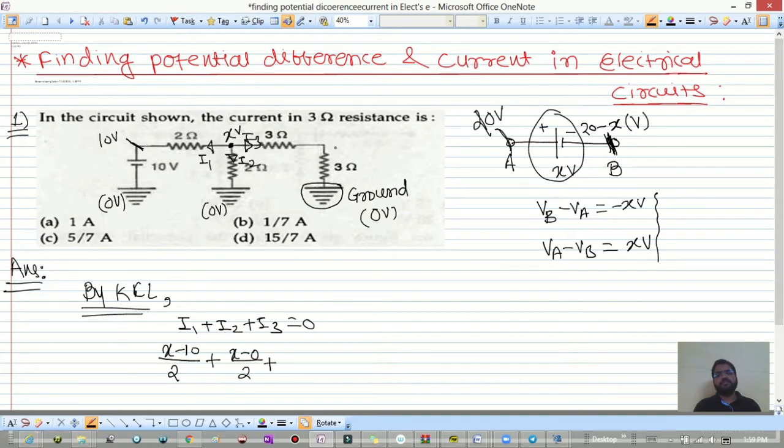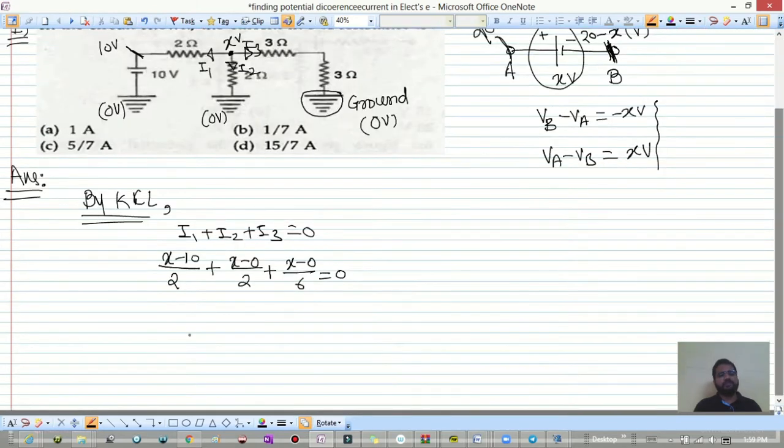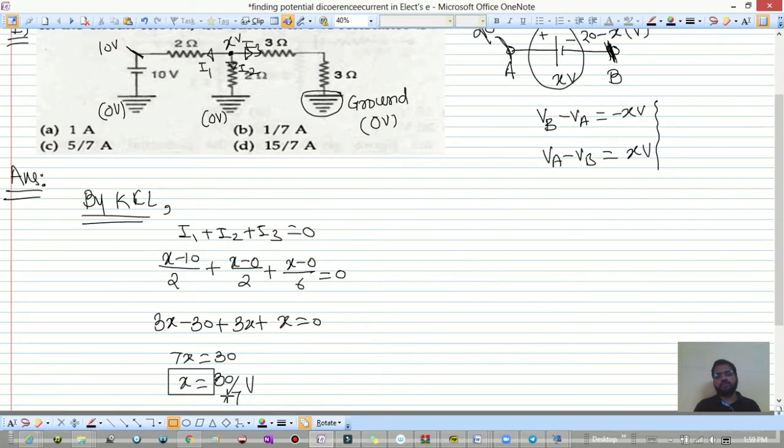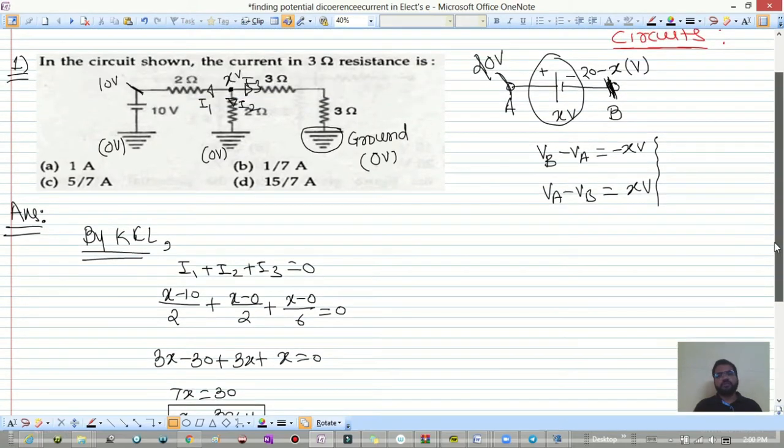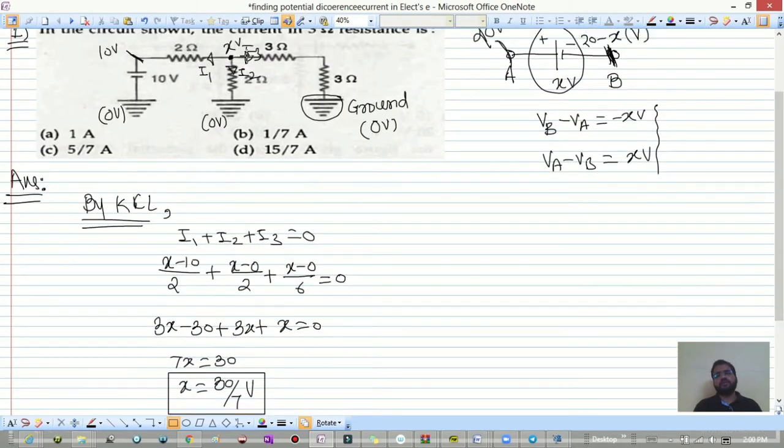Plus what is I3? (x minus 0) divided by 6 is equal to 0. Now multiply by 6. So you will get 3x minus 30 plus 3x plus x is equal to 0. So you will get 7x is equal to 30. So x is equal to 30 divided by 7 volts. So this is the potential at point A. Right now, potential at point A, that is x potential we have, is 30 by 7 volts.